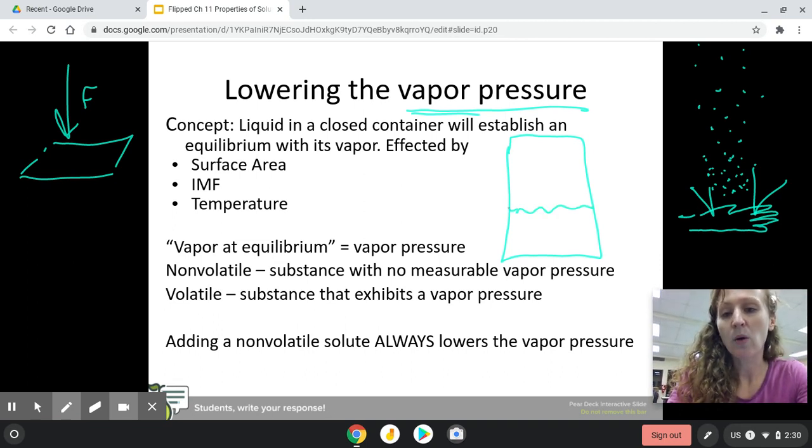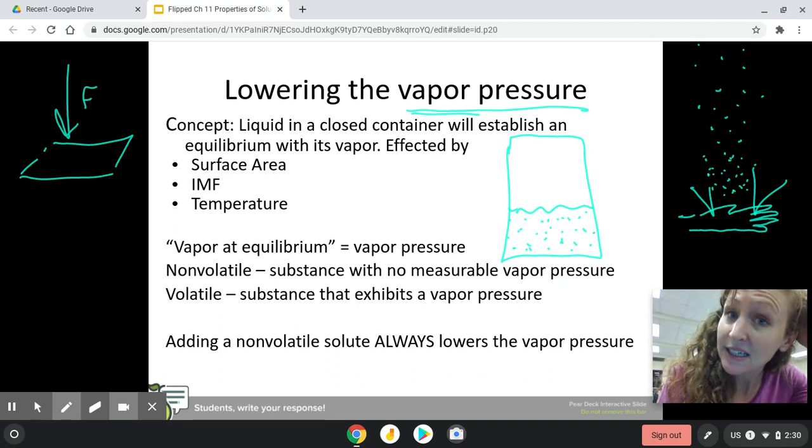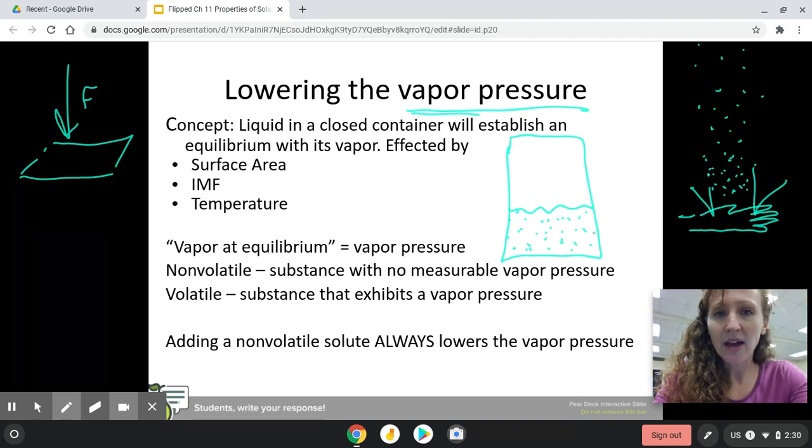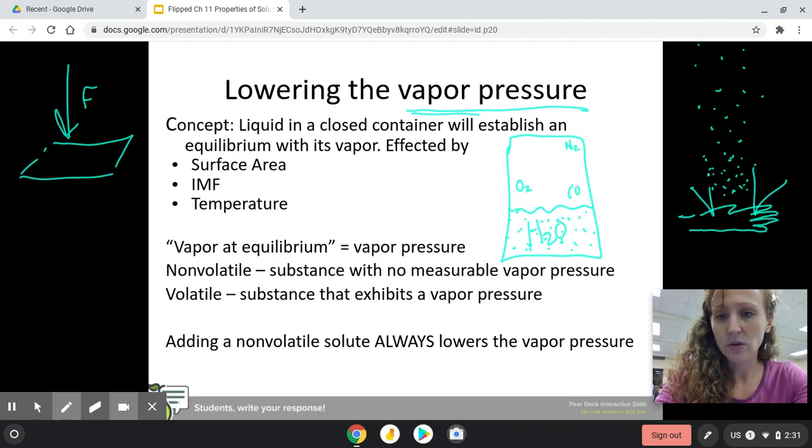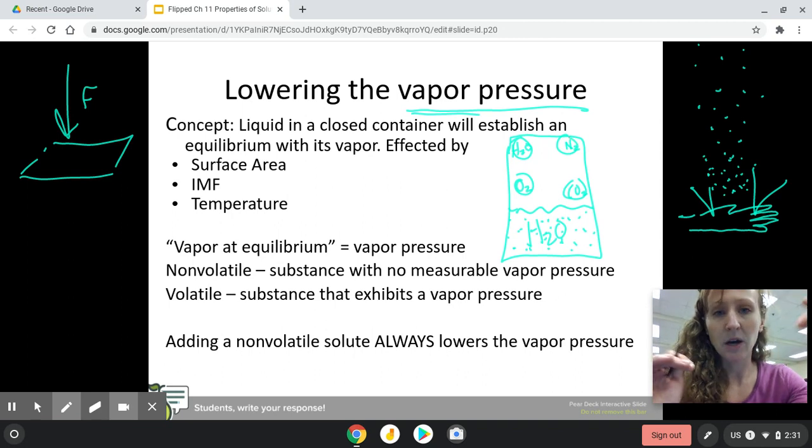So let's talk about water. We place water in a jar and we screw on the top. Okay, now we definitely have water in that jar. We also have some atmospheric gases in that jar. So let's say we have O2, we have N2, we have CO2, we have some H2O. All of these are little molecules that exist in my jar above this water.